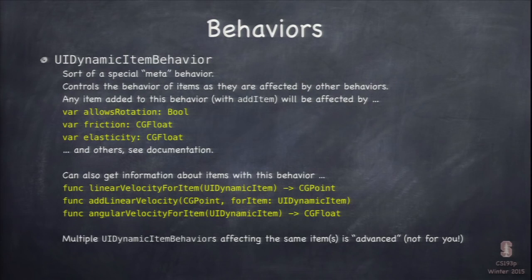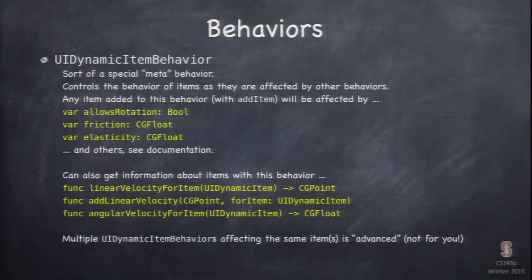Those kinds of things are all specified by this UI dynamic item behavior. So very often you'll have a gravity behavior, a collider behavior. You'll also have a dynamic item behavior that describes how much springiness there is. It also does density, resistance, other things I haven't mentioned here. You can look at the documentation. But it's kind of all the things you would expect if you had a physics-based engine. You need to set the physical attributes of an item.